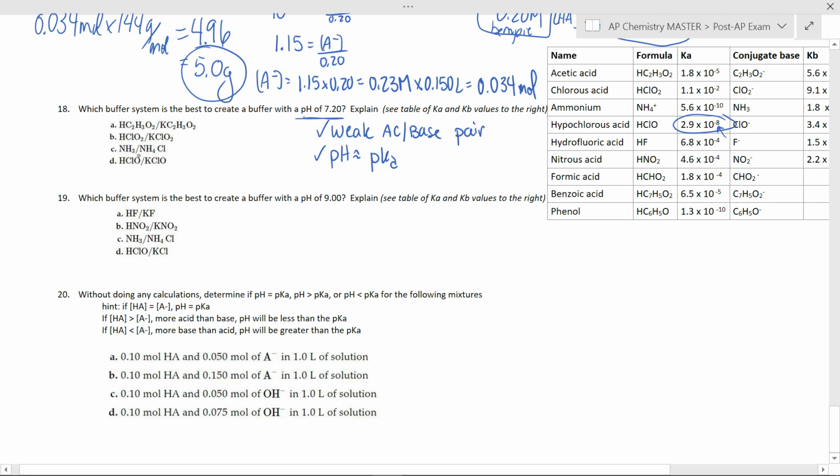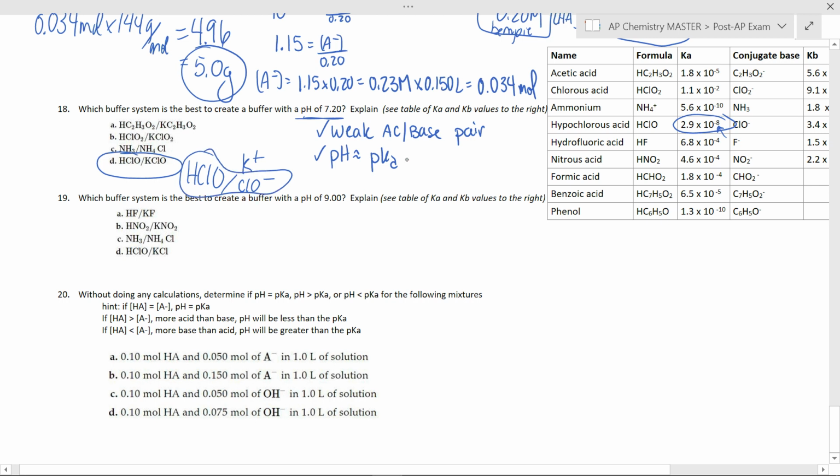And so it looks like this right here would be a good buffer because you have your HClO and then your KClO. When you stick it in water, it's going to break apart into these 2 ions. So there you go. There's my weak acid and its conjugate base.